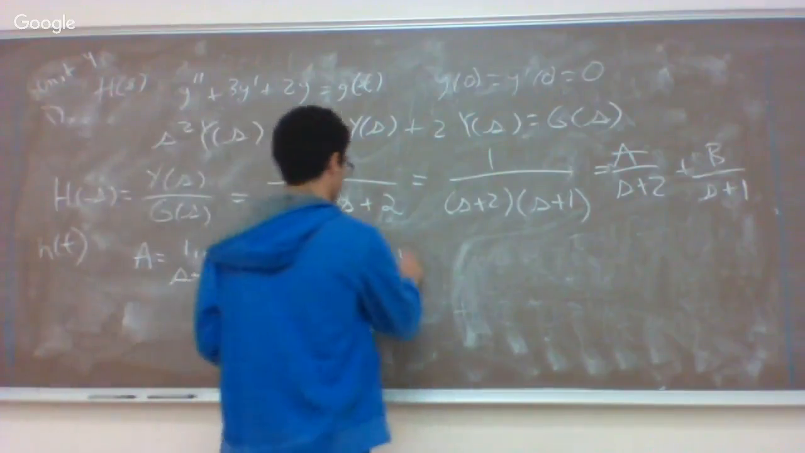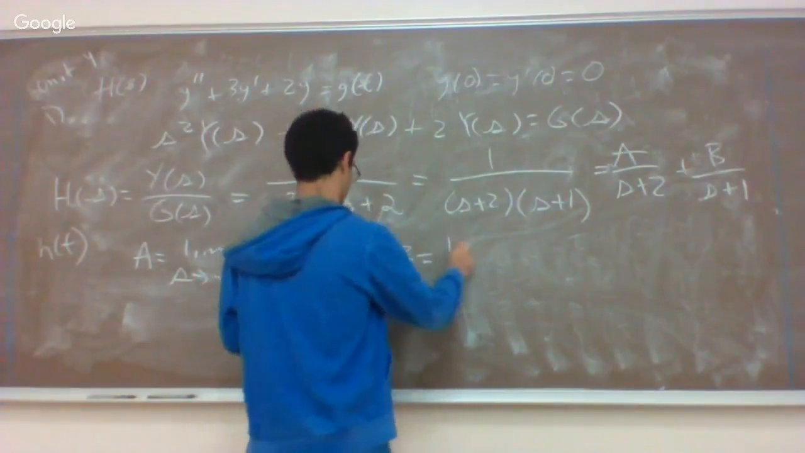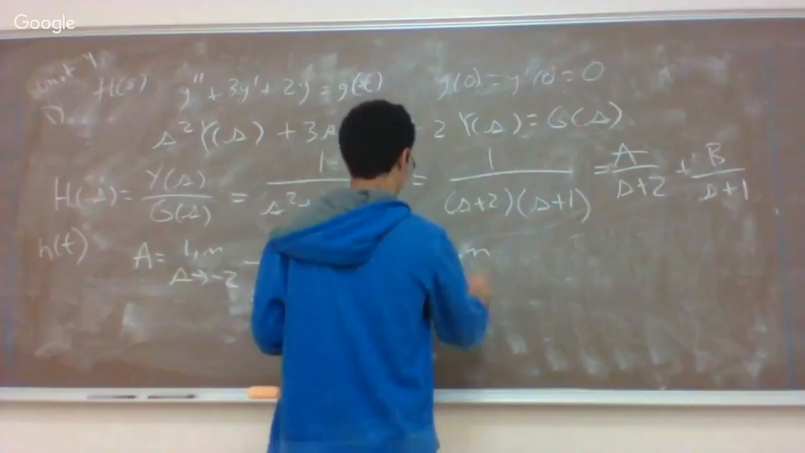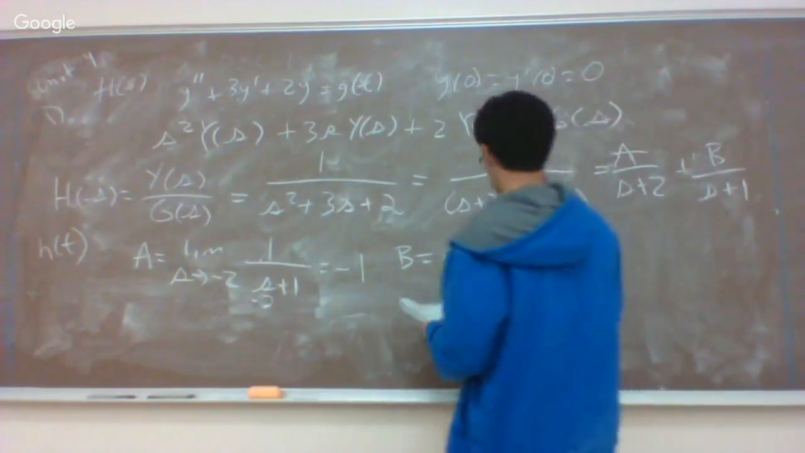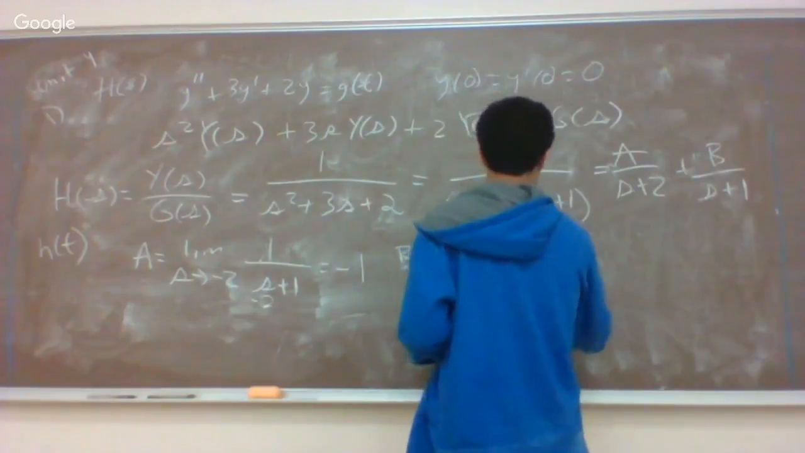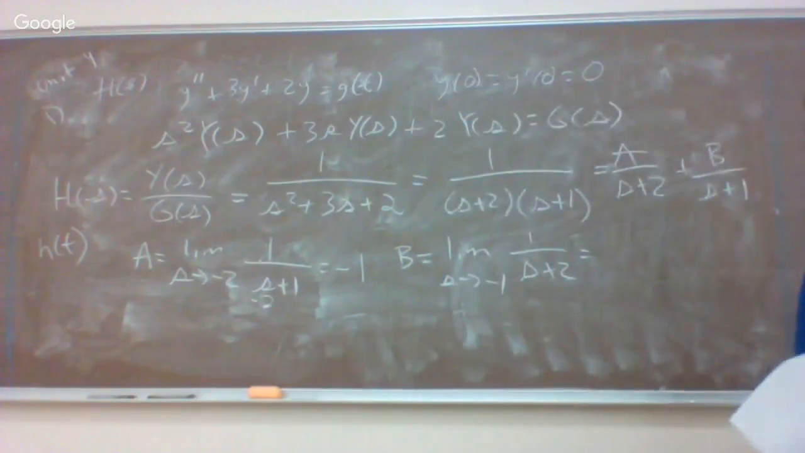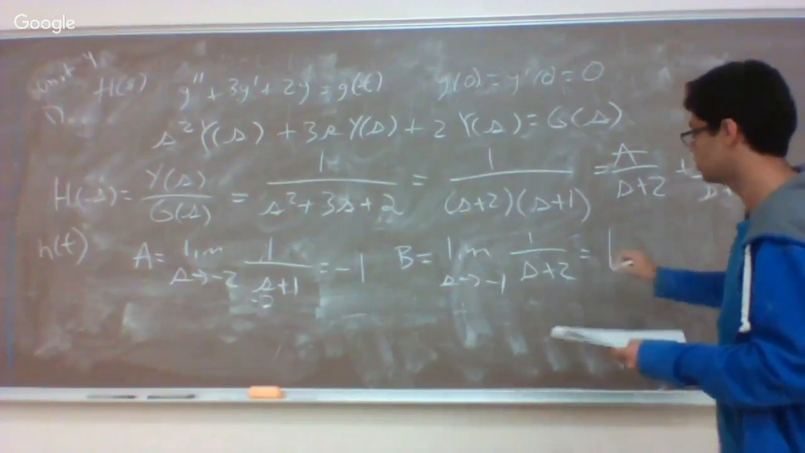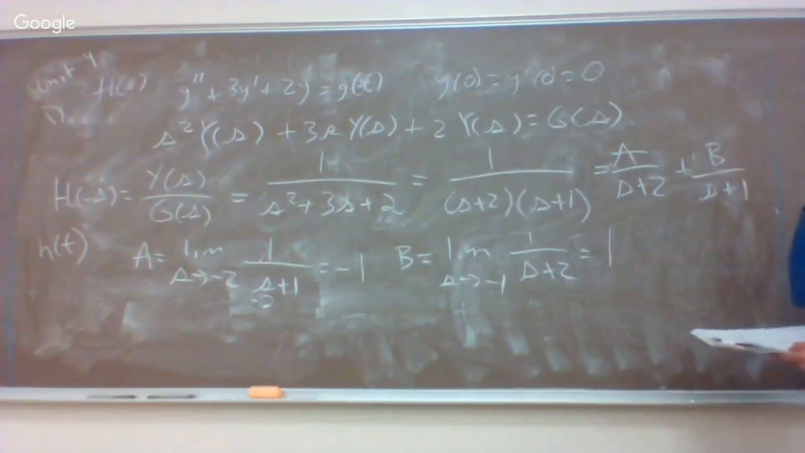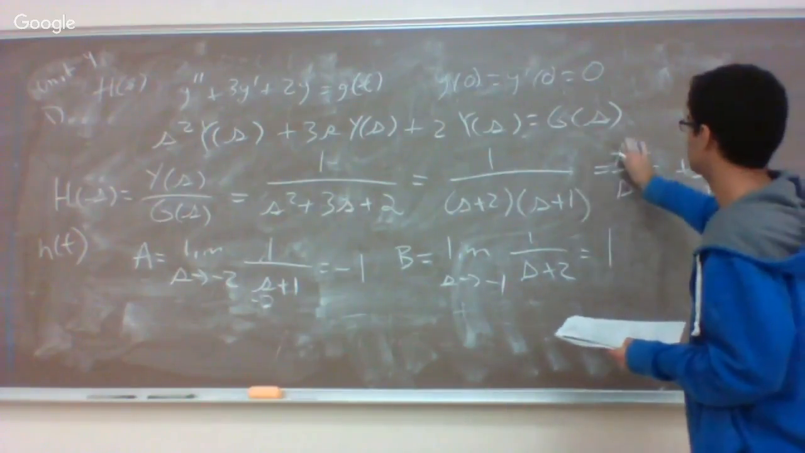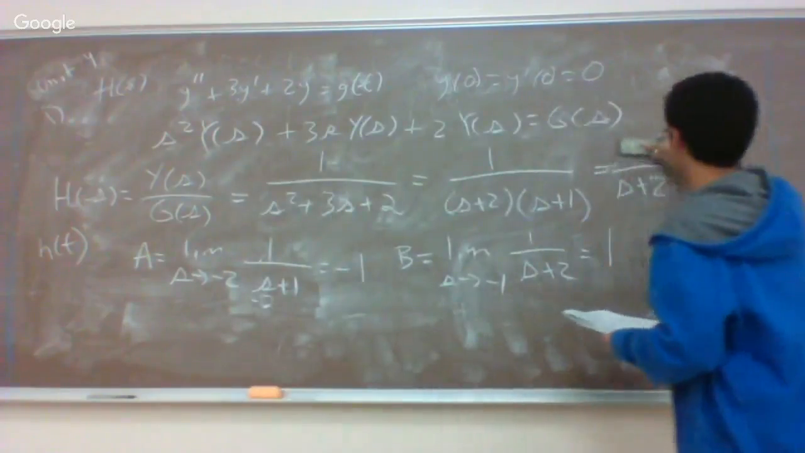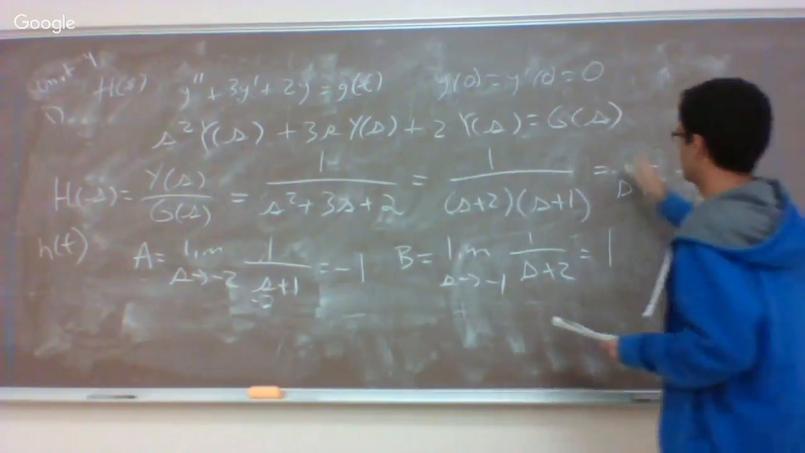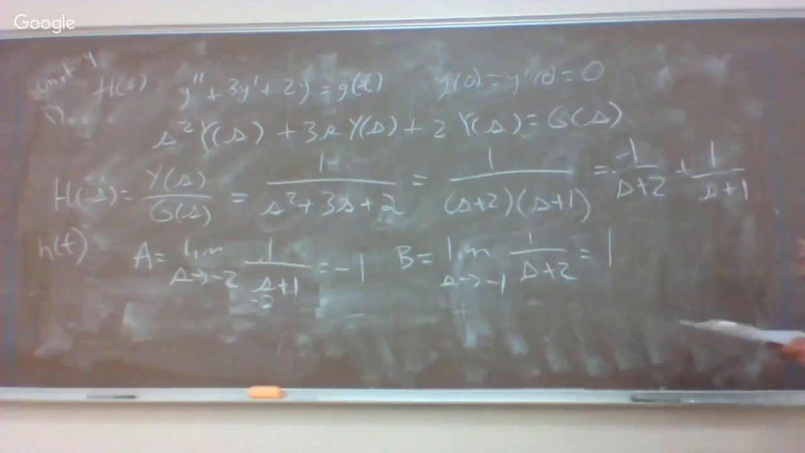For B, limit as s approaches -1 of the quantity 1 over s plus 2. For s, I'm left with a 1. My A value is equal to -1, my B value is equal to 1.